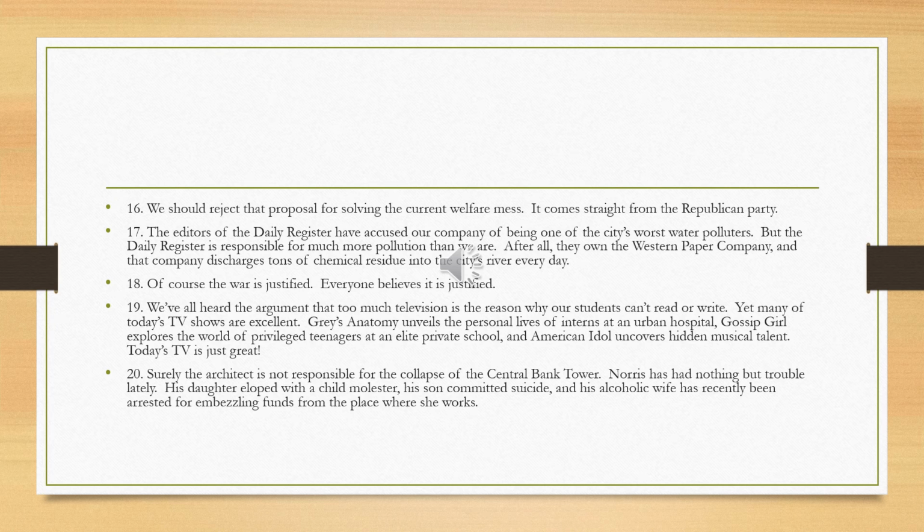20 should be fairly obvious as an example of an appeal to pity, that this particular architect isn't responsible for this building collapse because his personal life is a disaster. Well, it might be true that his personal life is a disaster. That doesn't mean he's not responsible. Those are two completely different things. So 20 is an example of an appeal to pity.